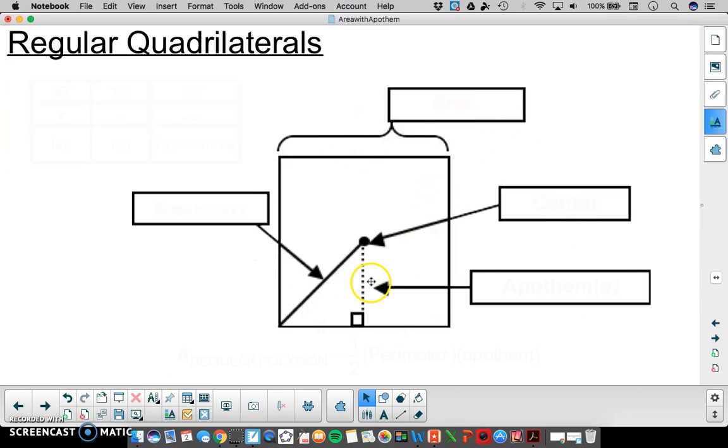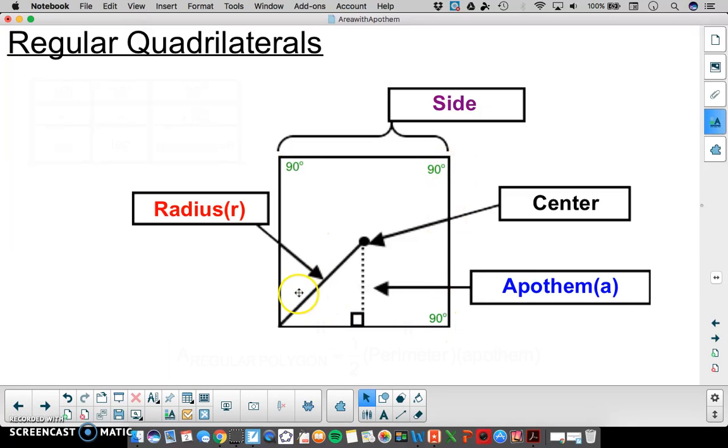Again, we're going to label the pieces. This would be the side. The point will be the center. From the center to the corner is the radius. From the center, perpendicular to the side, is the apothem. And again, the apothem will cut the side in half.